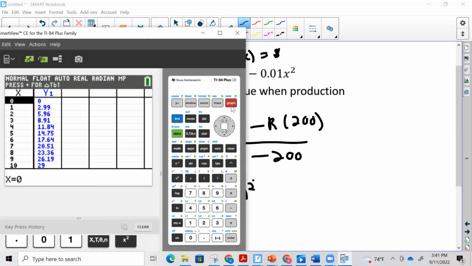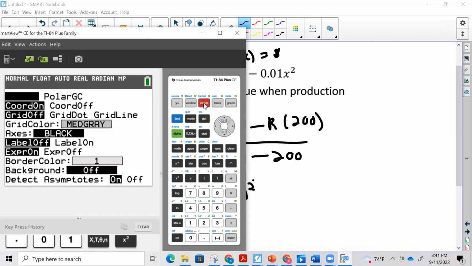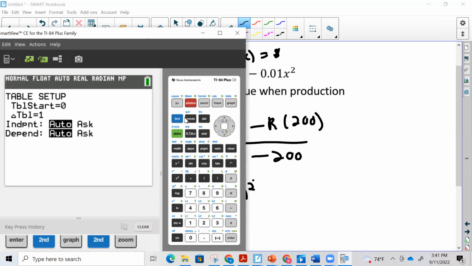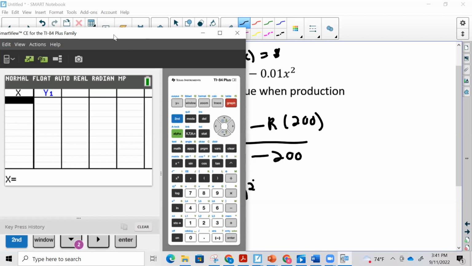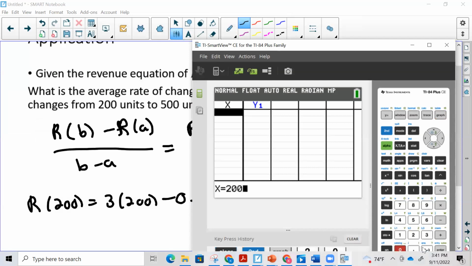Okay. And so you can do that, and then you can go to second table. You first have to change your settings. If you hit second and then window, that's for table set. And if you go to independent, you can change it to ask. And then if you go to second graph, which gives you the table, you can type in whatever X value you want, and it will give you the Y value. So I could type in 200 and hit enter, and it would give me the Y value. And then I could type in 500 and hit enter, and it would give me the Y value.